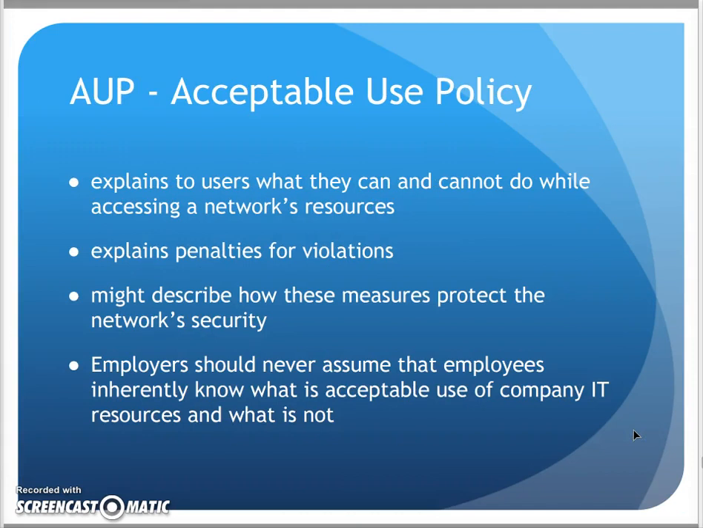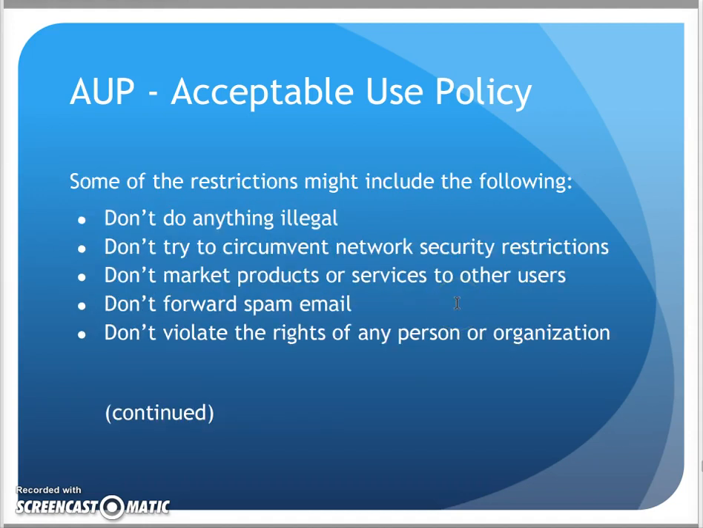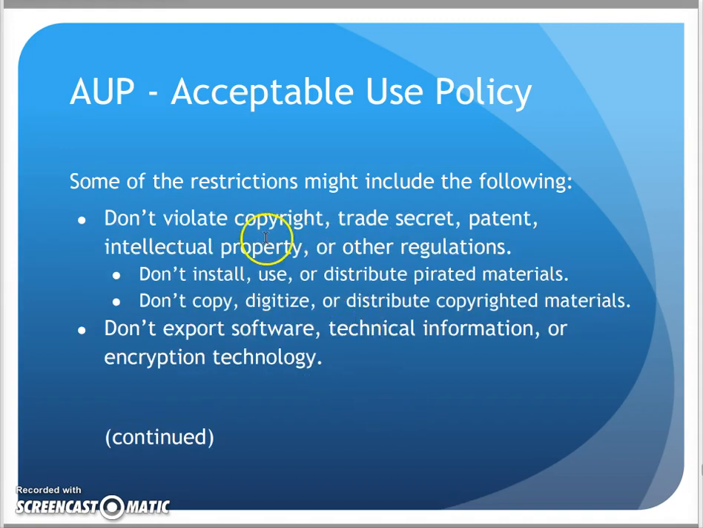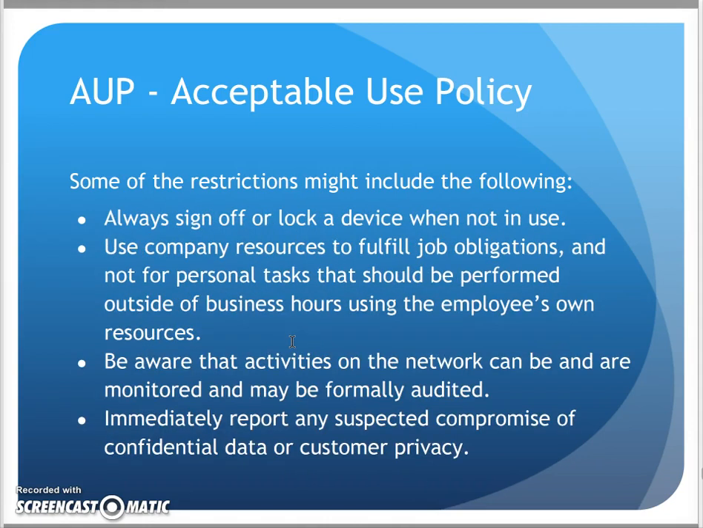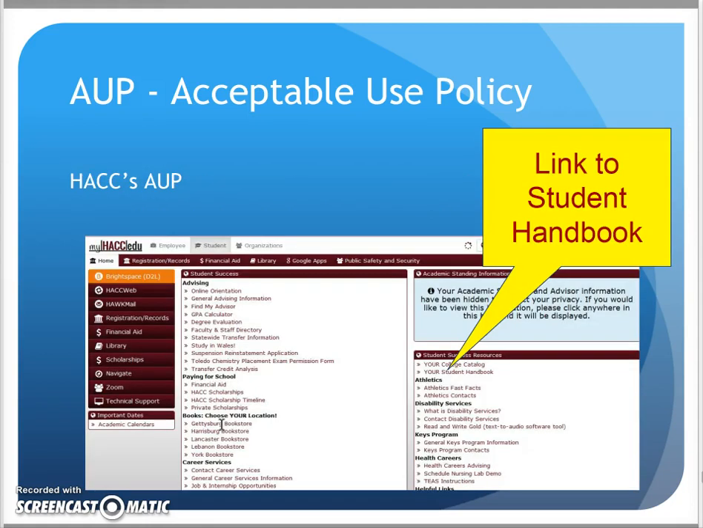Acceptable use policy: you need to let employees know what's acceptable, what's not, and any penalties for such violations. And here are some restrictions. Don't do anything illegal, don't try to circumvent this, don't try to market products, don't forward spam email, don't violate the copyrights of the person or the organization, don't export software, don't download malware, those kinds of things. Always sign off. Always use company resources to do your job. Don't do any of your personal stuff. Be aware activities on the network can be monitored. Immediately report anything that's weird or odd. Okay, that's all part of an acceptable use policy.